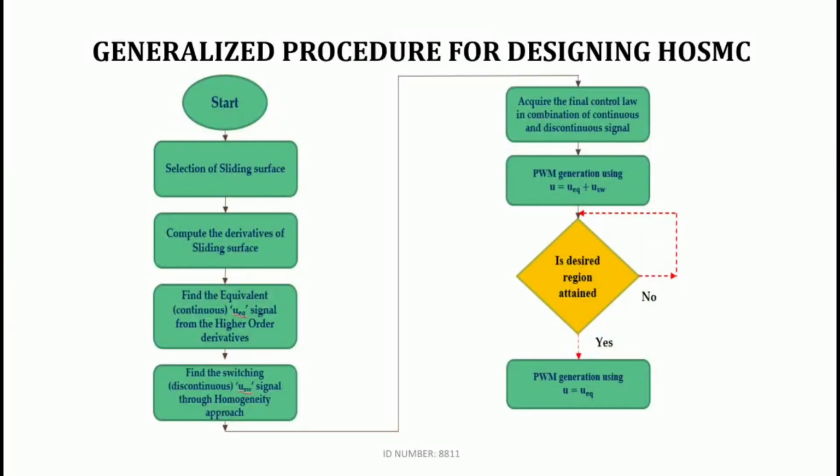Generalized procedure for designing higher order sliding mode control. Selection of sliding surface, then compute the derivatives of sliding surface, find the equivalent signal from the higher order derivatives, then find the switching signal through homogeneity approach. Acquire the final control law in the combination of continuous and discontinuous signal. If the desired region is attained, then the PWM generation is only by the continuous signal, or both continuous and discontinuous signal will play.